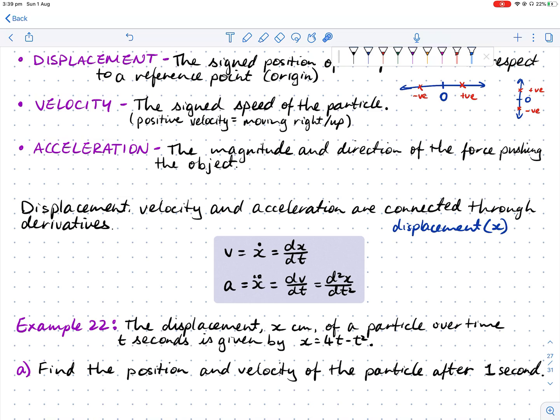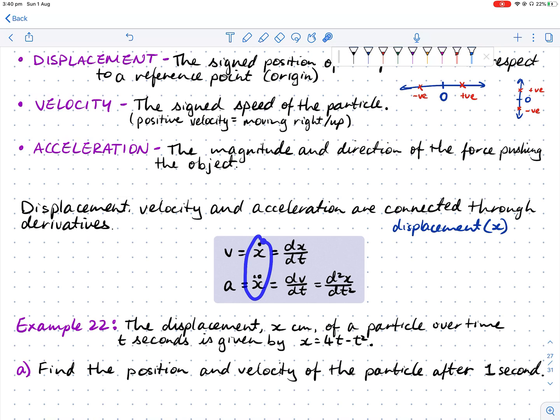If I want to find the acceleration, often we will use the letter a. Acceleration is the rate of change of your velocity, so if I differentiate the velocity, I'll get the acceleration. But because the velocity was the first derivative of the displacement, I could also call the acceleration the second derivative. So if I take displacement and differentiate it 2 times, I'll end up with the acceleration. Using Newton's notation, that's x with 2 dots above it, meaning there are 2 derivatives with respect to time.